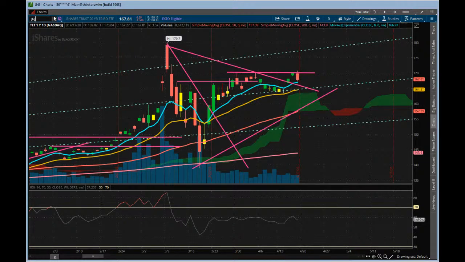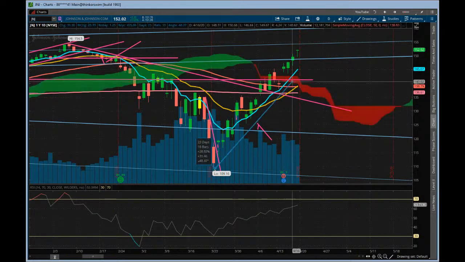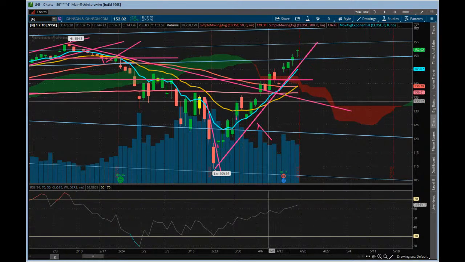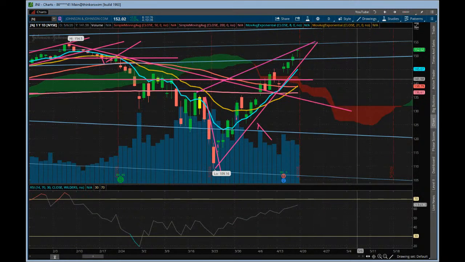J&J. Yeah, it's been very, very nice. I pointed this out in the Twitter stream the other day. It looked like it's been trending up and had a nice little setup intraday. So kind of working its way up a little bit. I mean, you could debate that it's working on like a rising wedge type thing, but still bullish until proven otherwise.